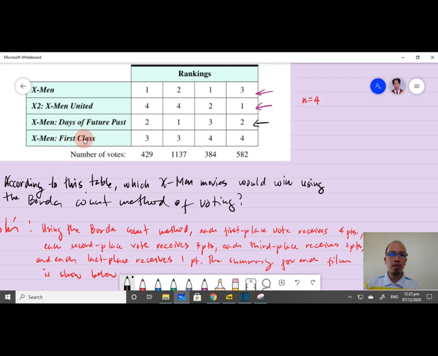For X-Men First Class, we have 0 0 0 for the first place. There's no first place, we have 0 0. Second place, we have 0 0. Third place, we have 429 plus 1137, and then fourth place we have 384 plus 582. Okay, so this is for this row, X-Men First Class.